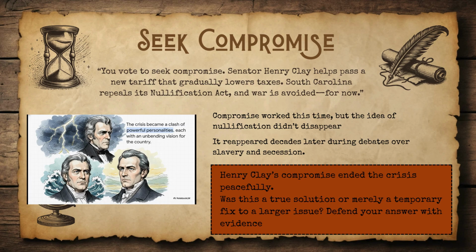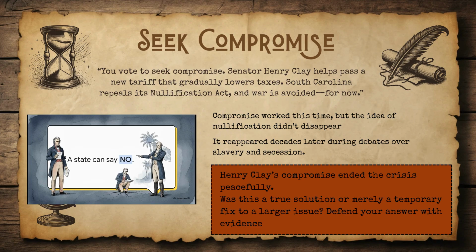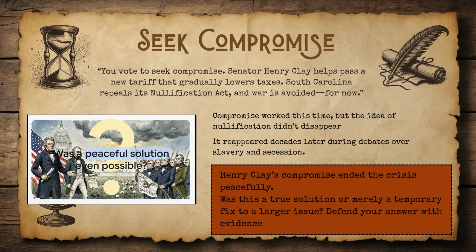Three powerful men with very different ideas. President Andrew Jackson, he was furious. He called it treason and swore he wouldn't let the country split. On the other side was John C. Calhoun. For him, it was all about states' rights. So you have these two sides completely dug in. Was there any way out of this mess?